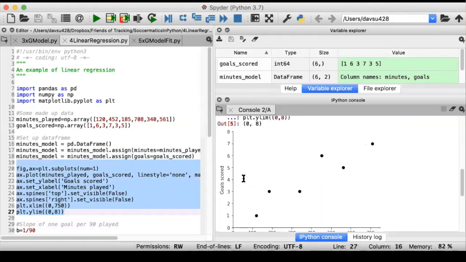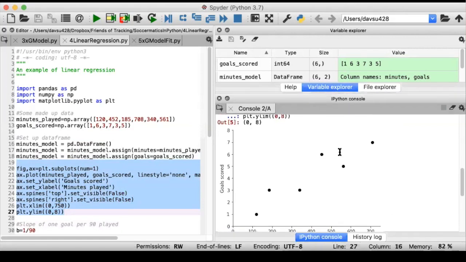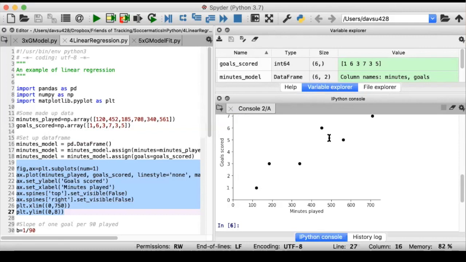And now you can see quite clearly, lift up this a little bit, well, goals scored increases with the number of minutes played. And our question is, well, how does it increase? What is the rate of scoring for an average player in this data set?